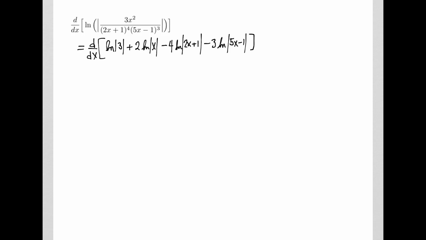Now here's the expanded version before I take the derivative. Each factor, and there are 4 factors here: there's a 3, there's an x squared, there's a 2x plus 1 to the minus 4 power, and there's a 5x minus 1 to a minus 3 power. And I've expanded the logarithm of that into 4 separate pieces, and now we're ready to take the derivative. So go ahead and finish that. Take the derivative.